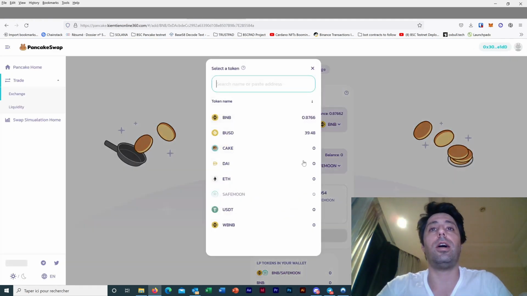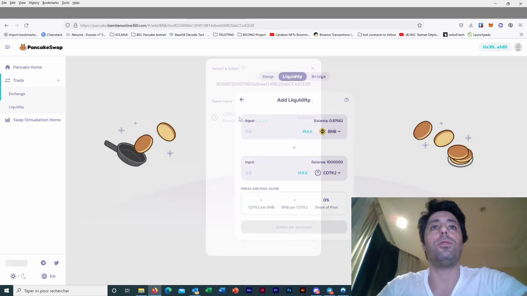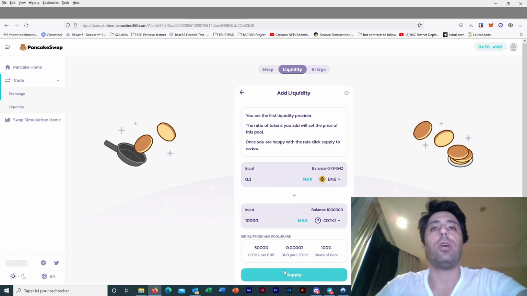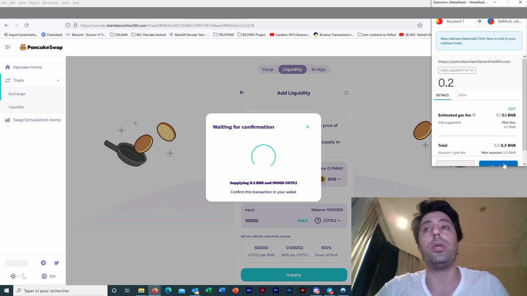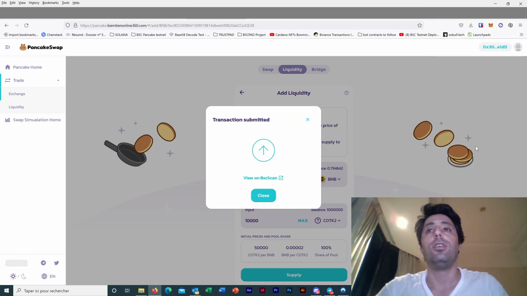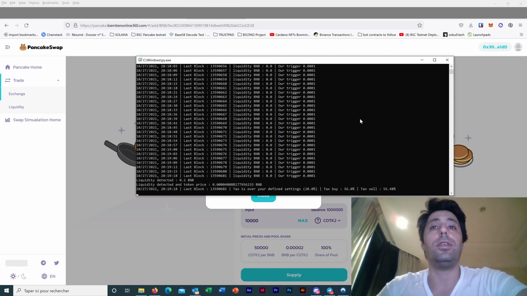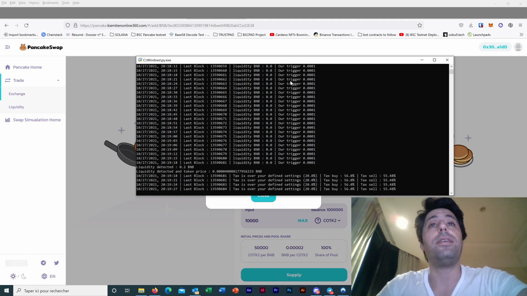So I will add liquidity via my token. I want to add 0.1 BNB, and then for this amount of token, or 0.2, let's say. So I supply my liquidity, I create a pool. So this is what the dev is doing actually. When he adds liquidity, he is doing exactly that. So he confirms in MetaMask, and now in the bot, you will see it's detecting the 0.2 of liquidity, but the bot doesn't buy yet, because the tax is over my setting, as you can see.